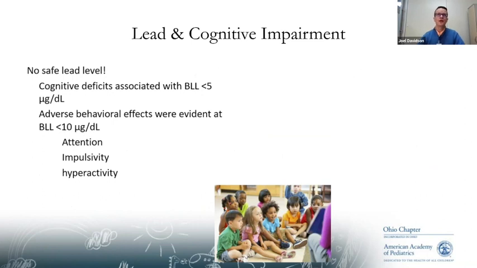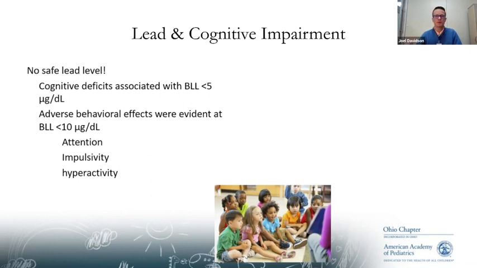So lead does lead to cognitive impairment. This cognitive impairment is unfortunately irreversible. This is not something that can be changed once that exposure happens. So it's going to be really critical that we find ways to stop kids from getting exposed to lead in the first place.